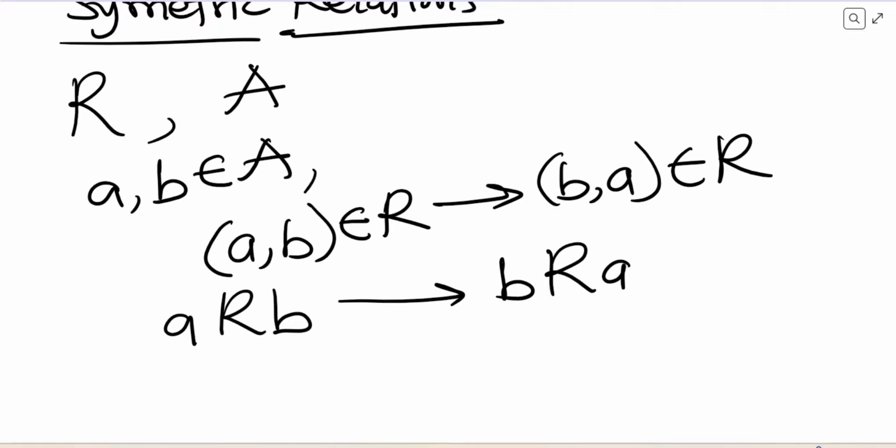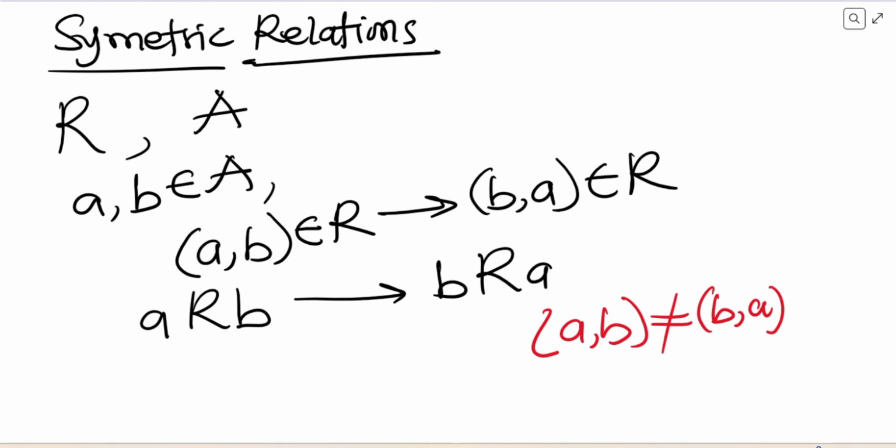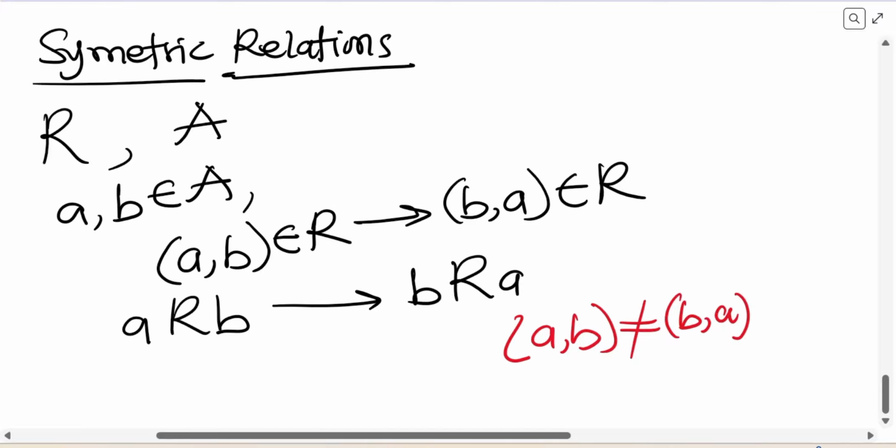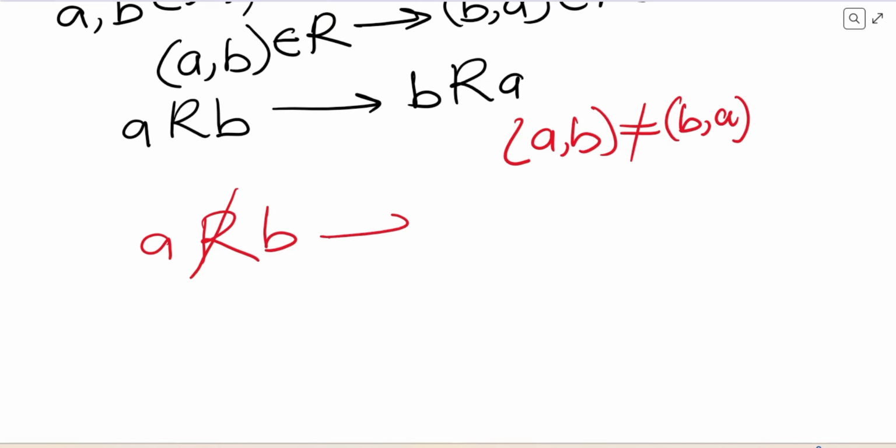At the beginning of this tutorial, I told you that the pair (a, b) is not equal to (b, a) unless a and b are of course the same. Let's take an example. On this note, I want to bring to your attention that if a is not related to b, then we don't expect to see b relating to a.